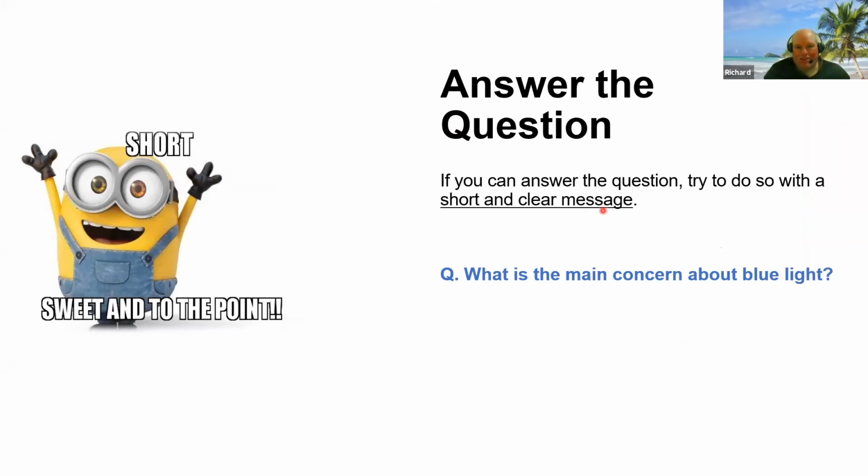Technique number 1, answer the question. Very easy. If you can answer the question, try to do so with a short and clear message. So number 1 here, what is the main concern about blue light? Who can answer this question? All right, blue light can be harmful to our health. Short, clear, short, sweet, and to the point.